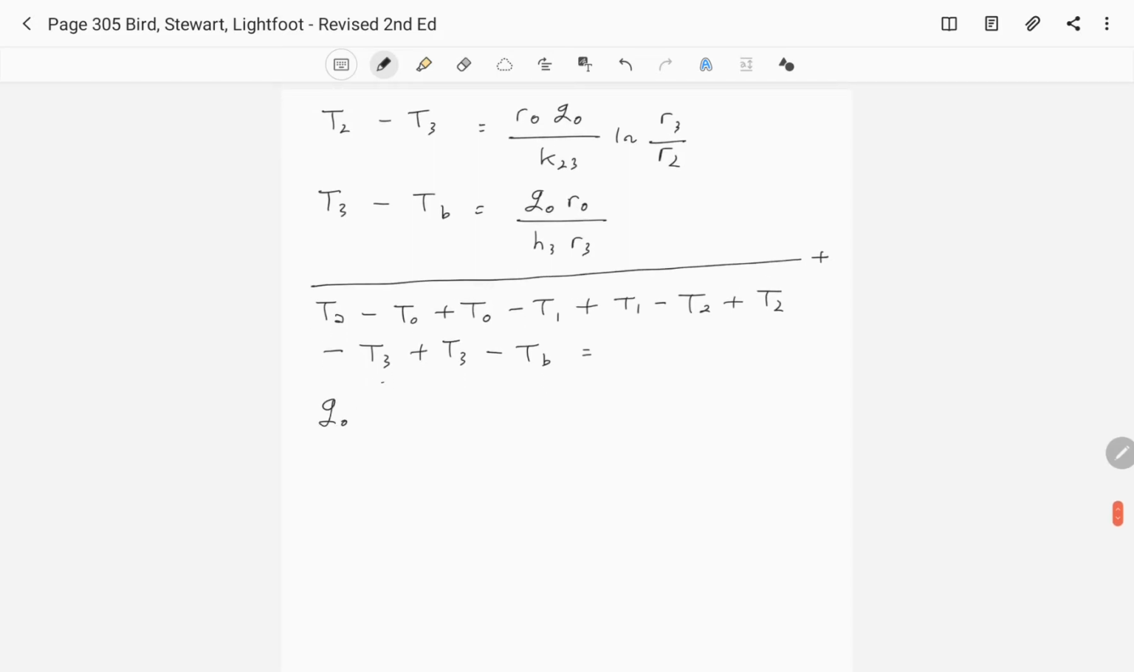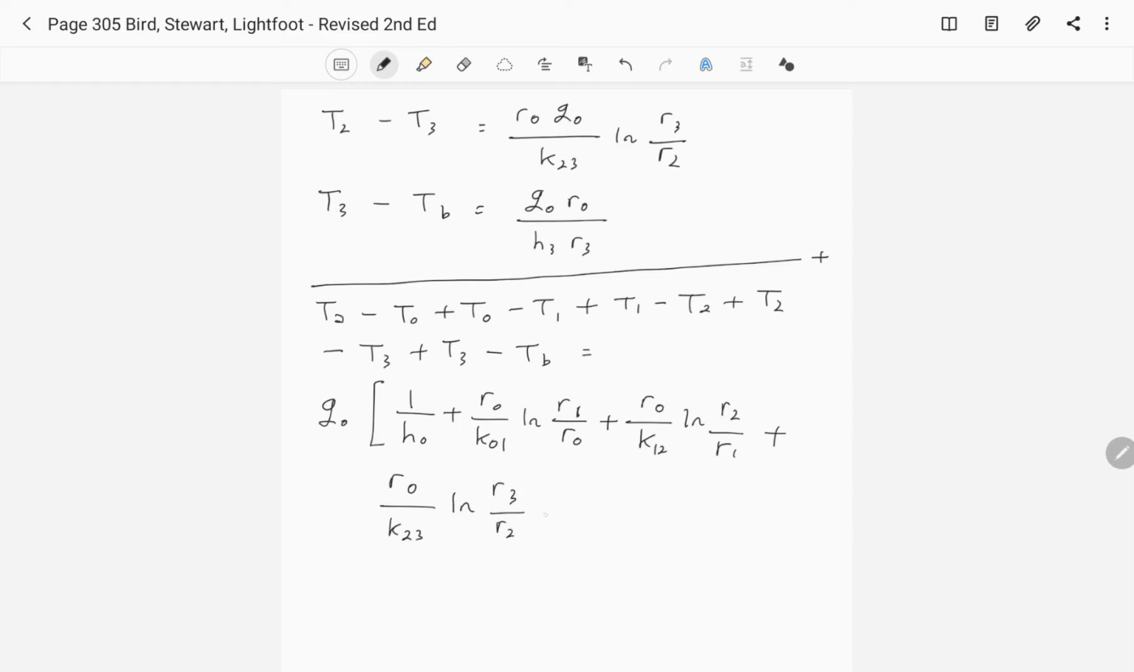Q naught times 1 over H naught plus R naught over K01 ln R1 divided by R naught plus R naught divided by K12 ln R2 divided by R1 plus R naught divided by K23 ln R3 divided by R2 plus R naught divided by H3 R3.